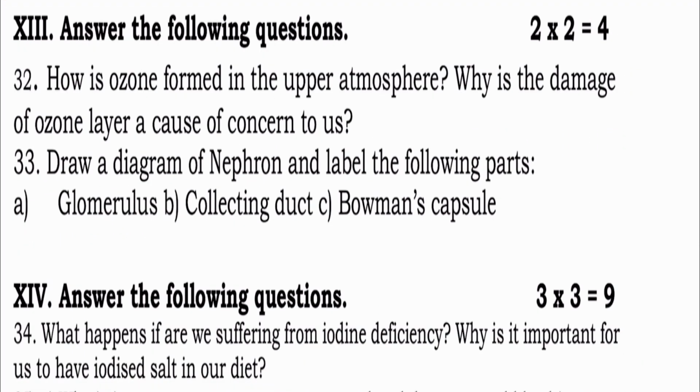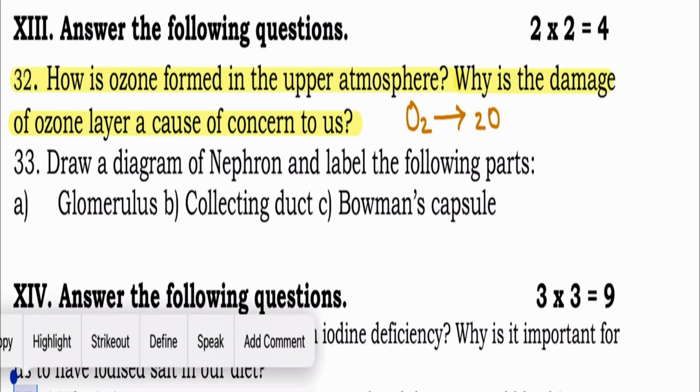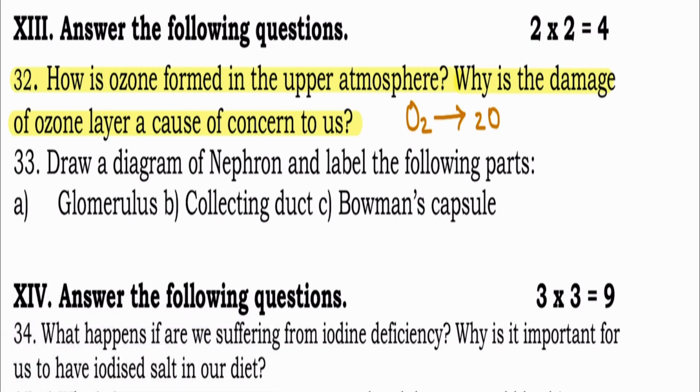Next question, 32. How is ozone formed in the upper atmosphere? Why is the damage of the ozone layer a cause of concern to us? When UV radiation from the sun reacts with oxygen molecules, it breaks the oxygen molecule and forms oxygen atoms. Then this free oxygen reacts with another oxygen molecule, O plus O2, and it gives O3, which is ozone. The concern about damage is that it will cause increased UV radiation, which is harmful for our skin and our health, and it will impact the ecosystem. It will cause climatic changes.